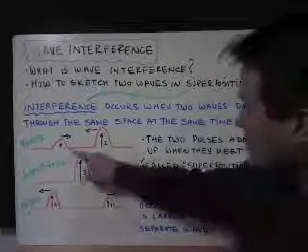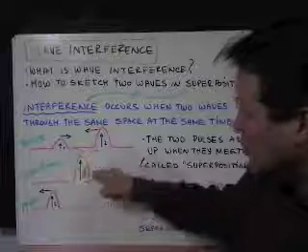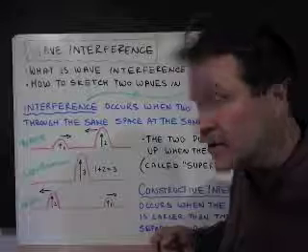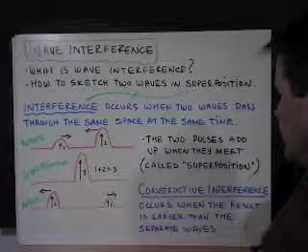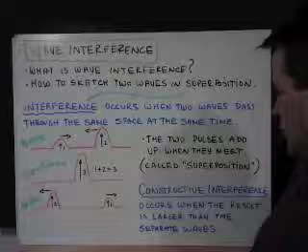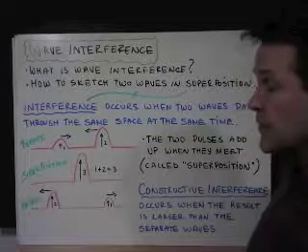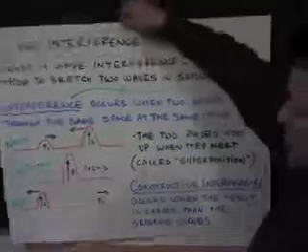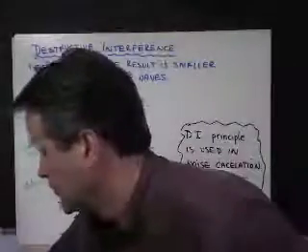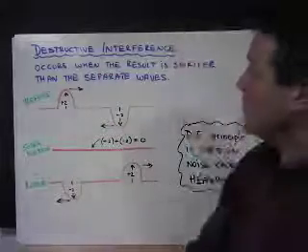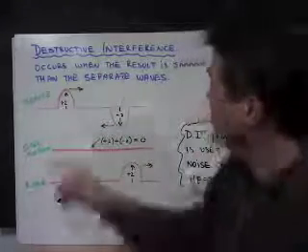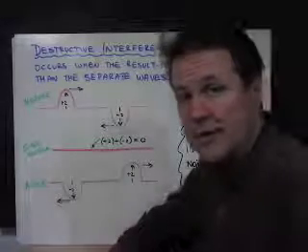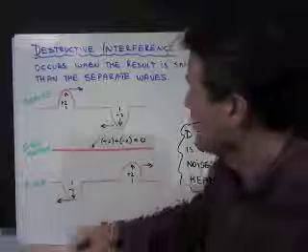And since we're adding these two to construct that larger wave, we call the process constructive interference. So constructive interference occurs when the result is larger than the separate waves. In contrast, destructive interference occurs when the result is smaller than the separate waves.